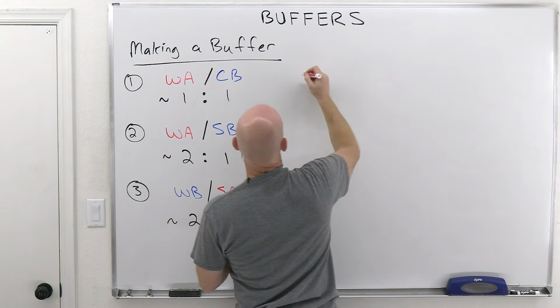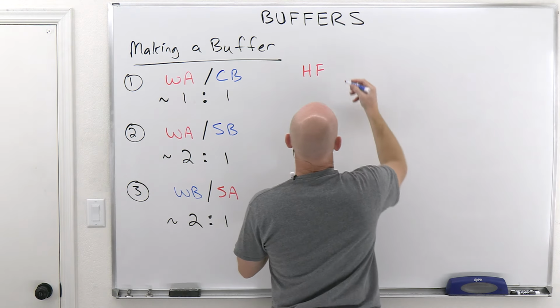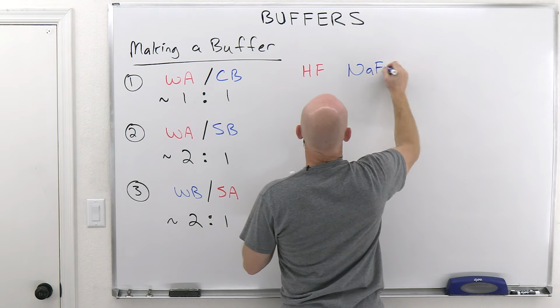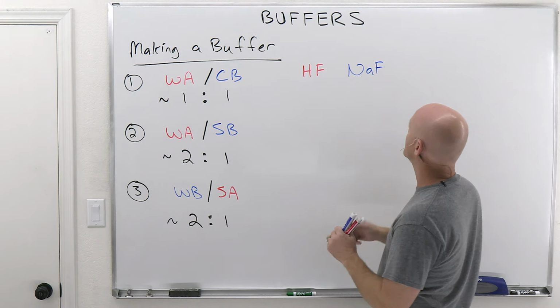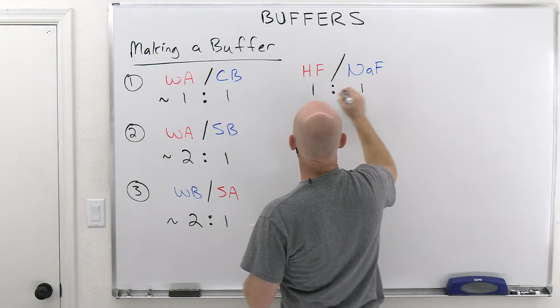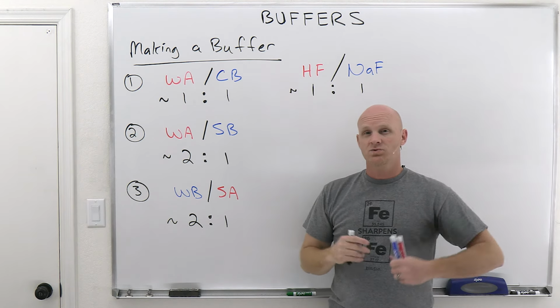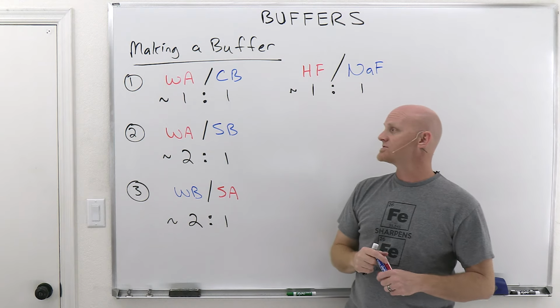And we saw this when we mixed HF with a fluoride salt like NaF. And again, if we mix these in roughly a 1-to-1 ratio, that indeed would be a buffer. And so that's the easiest way to prepare a buffer and the easiest one for students to see.